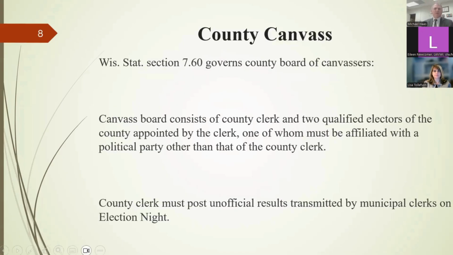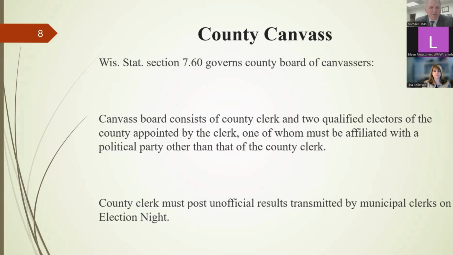The county canvass: we have section 7.60 that governs the county board of canvassers. Similarly, that consists of the county clerk and two electors of the county appointed by the clerk. As we know, county clerks are elected on a partisan basis. So the statutes require that at least one of those electors must be affiliated with a political party other than that of the county clerk.